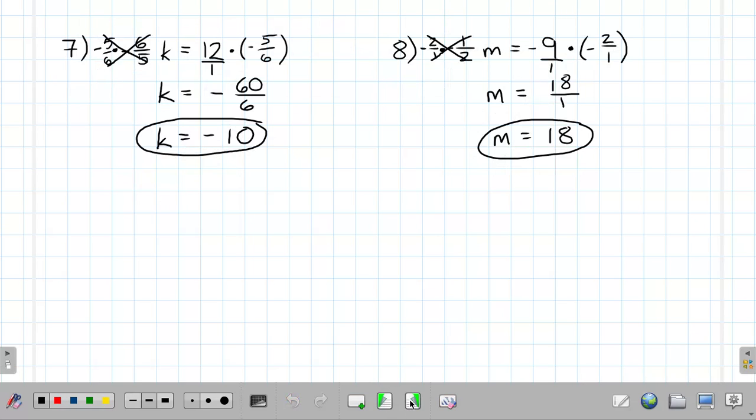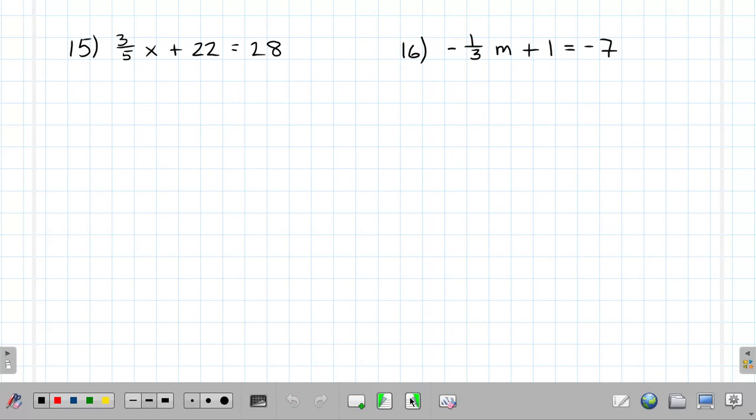So we're going to use that same idea when we come to number 15. 3/5 times x plus 22. That means we're going to subtract 22 first. Once again, we do it to one side, we've got to do it to the other. Those will cancel out, leaving us with 3/5 x is equal to 28 minus 22, which is 6.